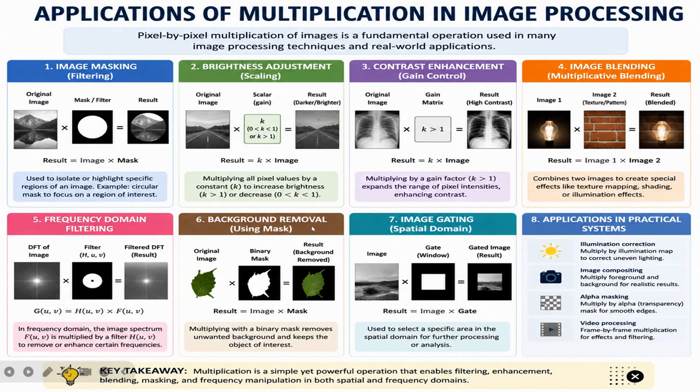You will be using a mask in order to remove the background, and here you will get the object of interest. Next is image gating in the spatial domain, where it is used to select a specific area for further processing or analysis. And these are some of the applications in practical systems. It is used for illumination correction, multiplying by an illumination map to correct uneven lighting. It is used in image compositing, alpha masking, then video processing. These are some of the applications of multiplication of two signals in image processing.